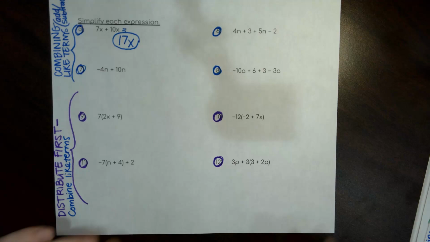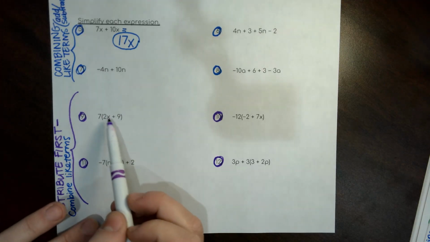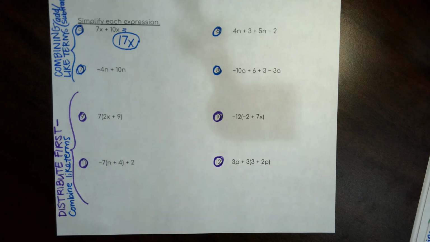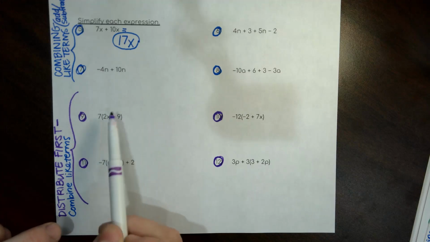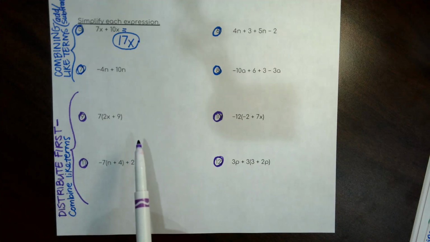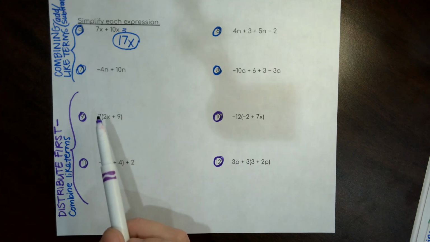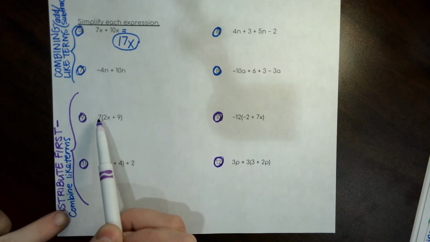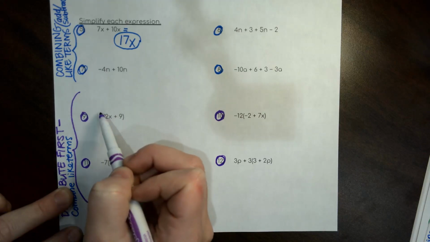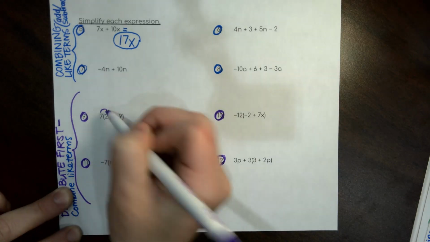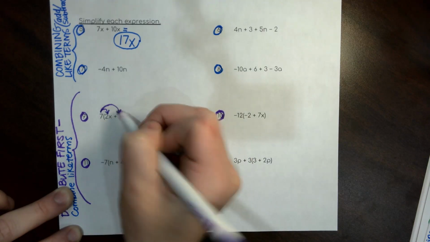We'll look at number 9, the first problem in this section. We have 7, parenthesis, 2x plus 9. So can somebody remind me, what does it mean when I have a number sitting directly outside of some terms in parentheses? Number 9 on the first page. Multiplication, good. Anytime you have a number next to something in parentheses, you are multiplying. So when we distribute, we are taking 7 times 2x and 7 times 9.